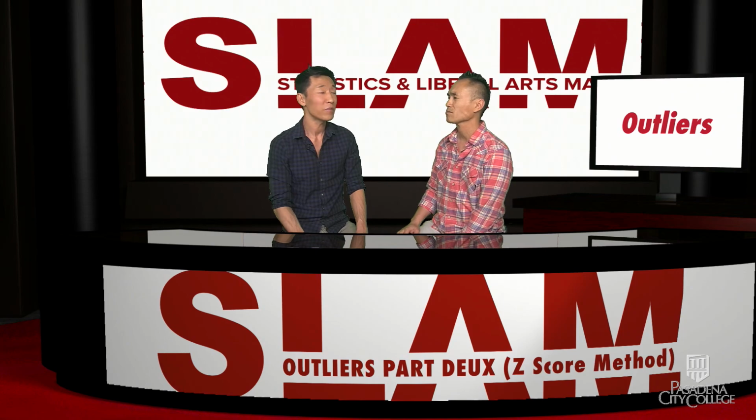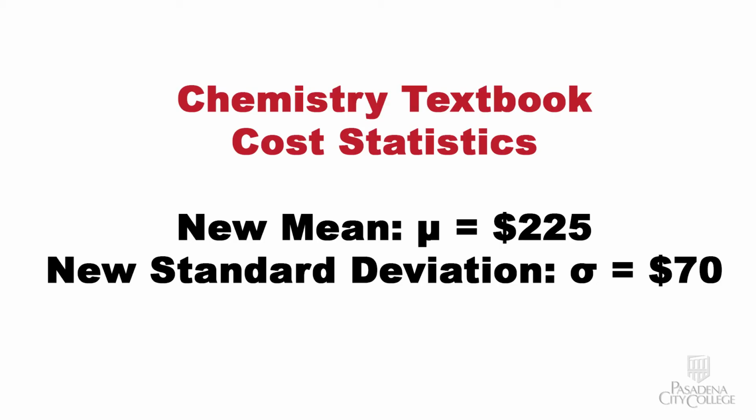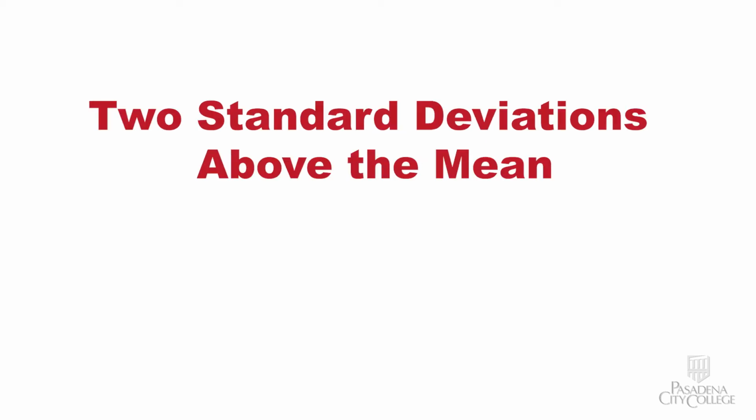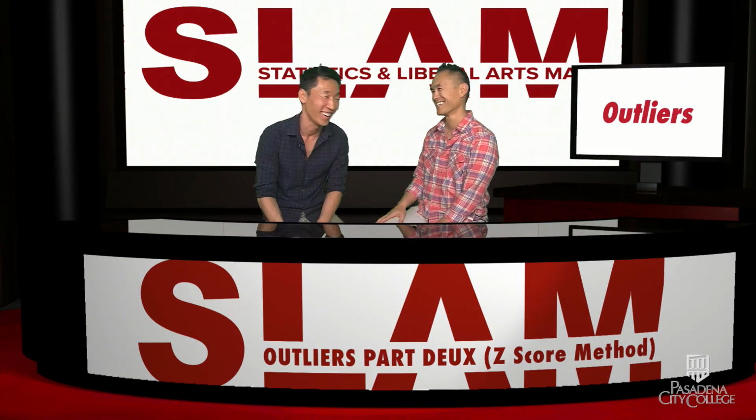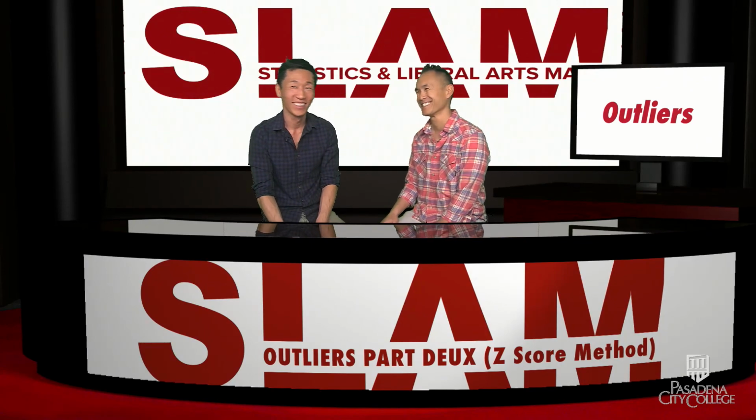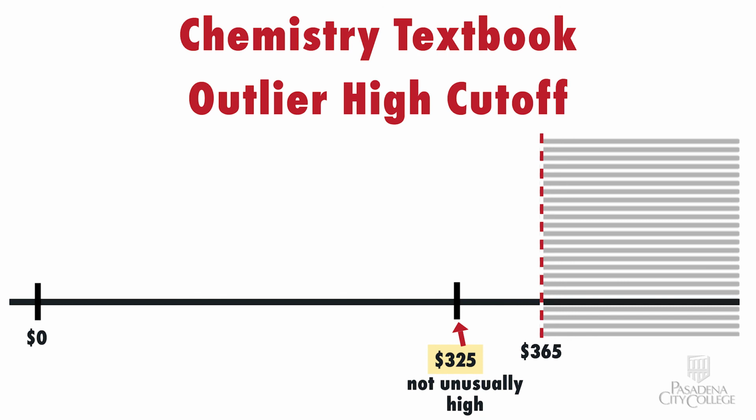Right, exactly. So let's say, for example, the mean textbook price is $225 and the standard deviation is 70. So how do we calculate the outlier high cutoff in this situation? We need to go 2 standard deviations away from the mean. So the mean is 225 plus 70 plus 70. So that'll be $265. You mean $365, Jay? Exactly, Roger. I tried to cheat you of $100. So as you can see, anything above 365, which is the high cutoff, is considered to be an outlier. And 325 would not be an outlier because it's below $365.